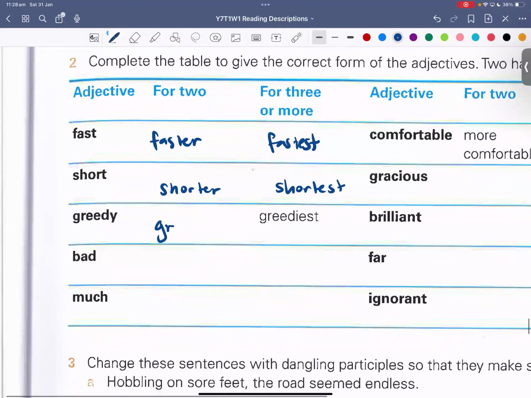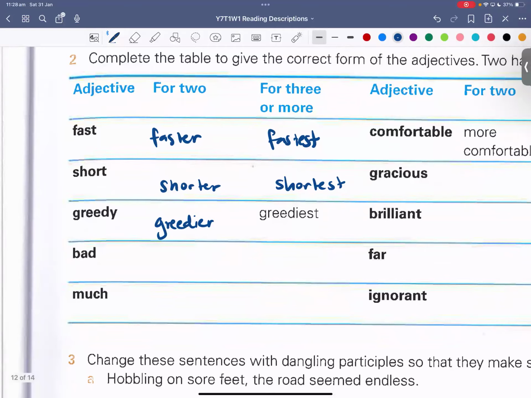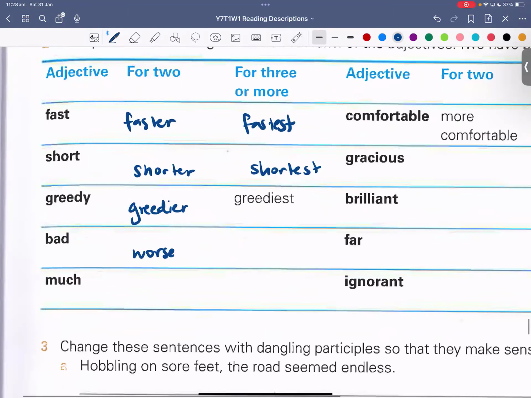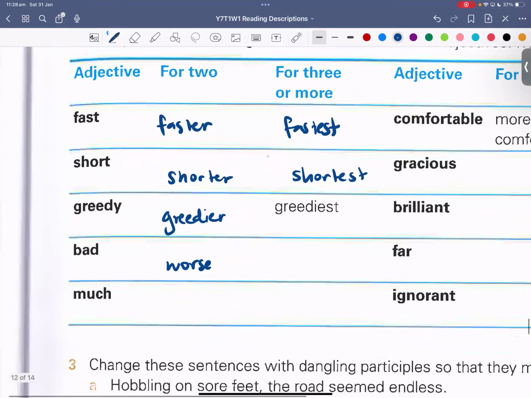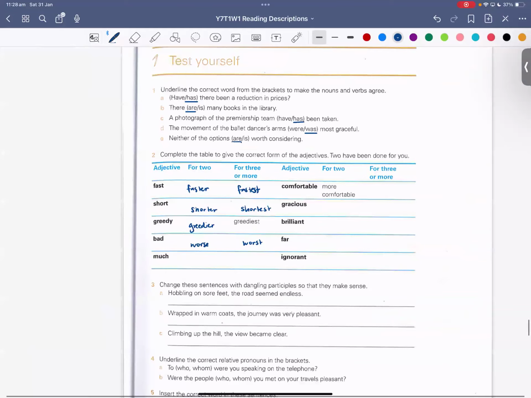Yep. So what did we do here? We didn't just add an ER, we changed the Y to an I. Same thing that they showed us here. Okay, so it's not always going to be the same. For bad. So bad isn't actually a word here, guys. What is it? It starts with W. Worse. So they might not even have a different rule. They might change the whole word in itself. And what about for three or more? So worstest and baddest isn't a word. It's just worst. Okay, guys. That one's a bit more of a tricky one.